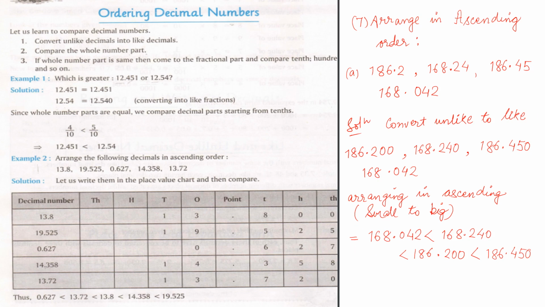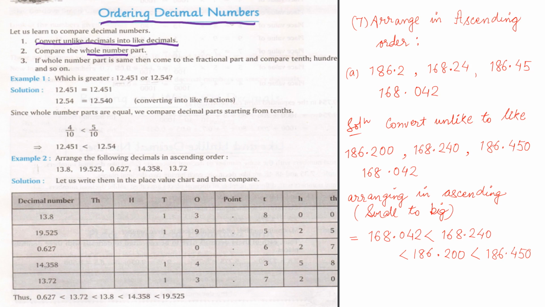Now, ordering decimal numbers means you will learn here how to arrange in ascending and descending order. So first what you will do? First you will convert unlike decimals into like decimals. That you know already. How will you convert unlike to like? Yes, you will add the zeros. Then start comparing with the whole part. Whole part means the number which is on the left hand side of the decimal point, and after that you can come to the right hand side.